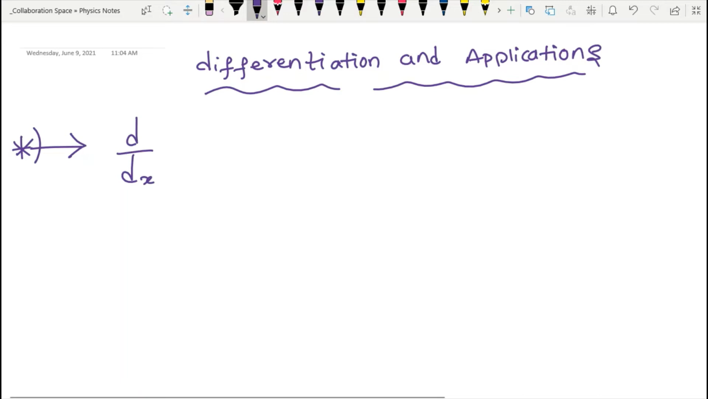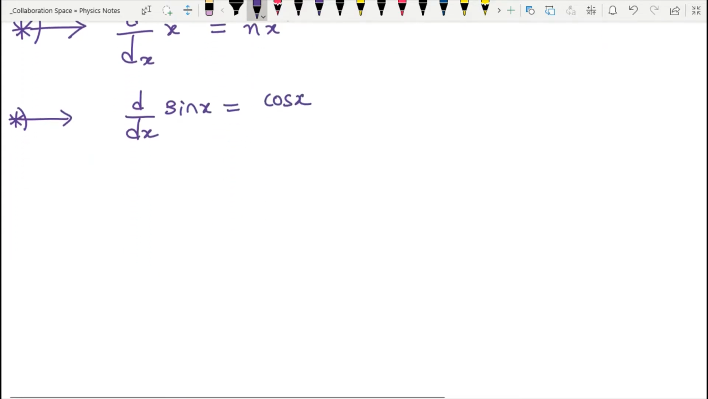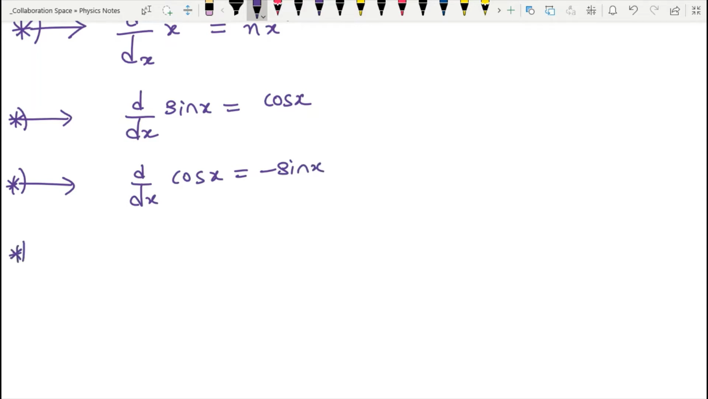What is the d by dx of x to the power n? n x to the power n minus 1. Very good. What is the formula of d by dx of sin x? Cos x. What is the formula for d by dx of cos x? Minus sin x. d by dx of tan x? Secant square x.